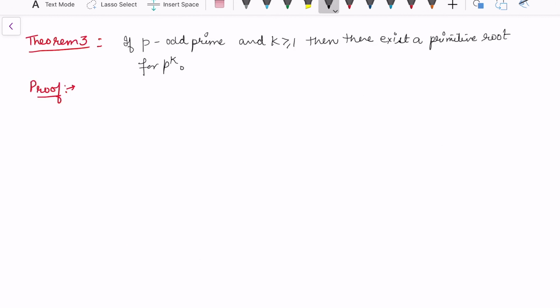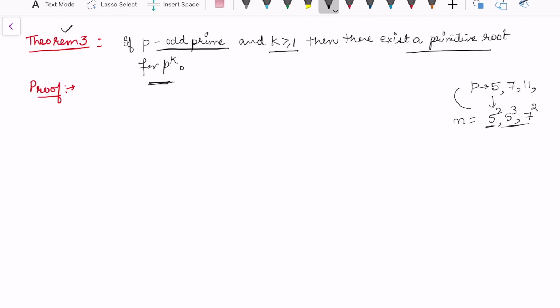Now these two lemmas help us to prove theorem 3, which says that if p is an odd prime and k greater than or equal to 1, then every power of p has a primitive root. In earlier cases we said that a prime has a primitive root. So that means 5 has a primitive root, 7 has a primitive root, 11 has a primitive root, but their powers are not guaranteed to be prime numbers. For example, p square and p cube are not prime numbers. But from this theorem we are talking about the composite numbers which are written as a prime power, something like 7 square.